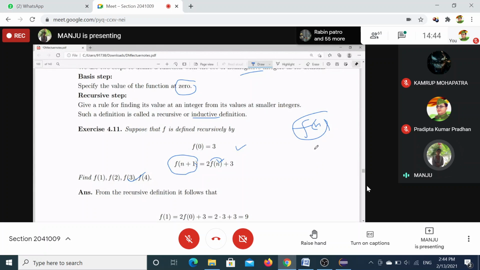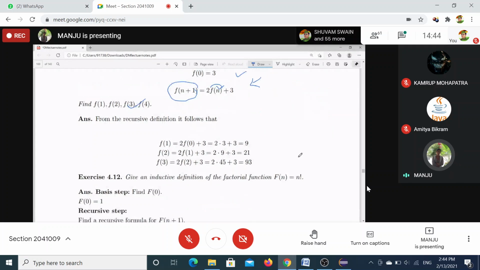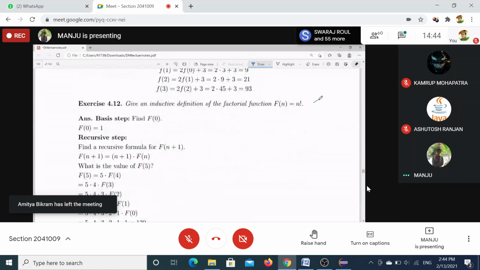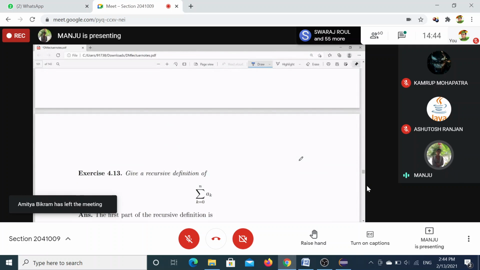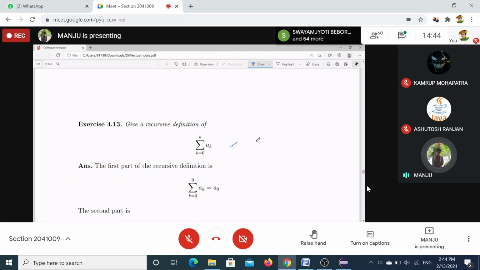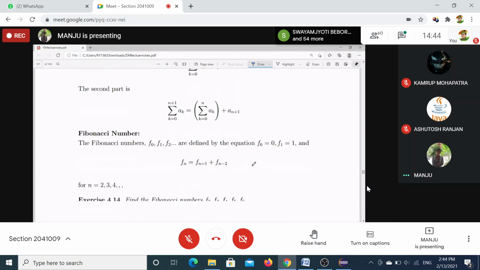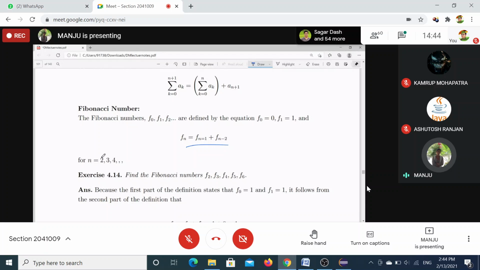And sometimes fn will be given and you need to find the inductive definition, that is, here two steps: the basis step and the recursive or inductive step. In some places you need verification also. Verification means you are able to find all the values of f. Okay, we did this one, factorial to recursive, summation to recursive definition. Then from recursive definition to finding the sum values, so it will be n minus 1.